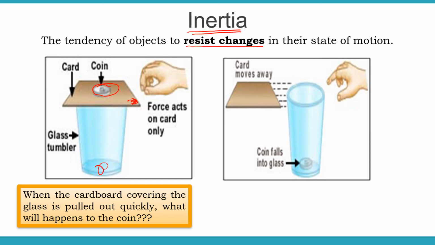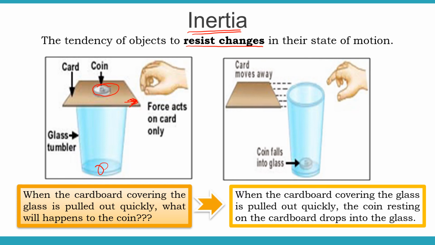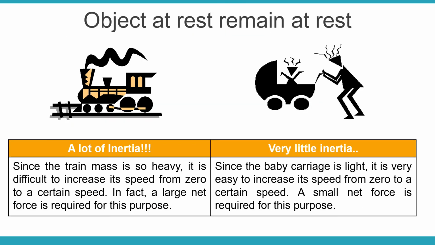bawah. Kalau tak, adakah duit ni akan jatuh ke bawah kalau tak ada force dikenakan kepada cardboard ni? Tidak akan berlaku apa-apa. Okay, so this is a inertia. Okay, so tengok kat sini, when the cardboard cover the glass is pulled out quickly, so the coin resting on the cardboard drops into the glass. Okay, dia bergerak tu adalah disebabkan adanya unbalanced force dekat cardboard ni. Okay, this is the example of the object which at rest and remain at rest.